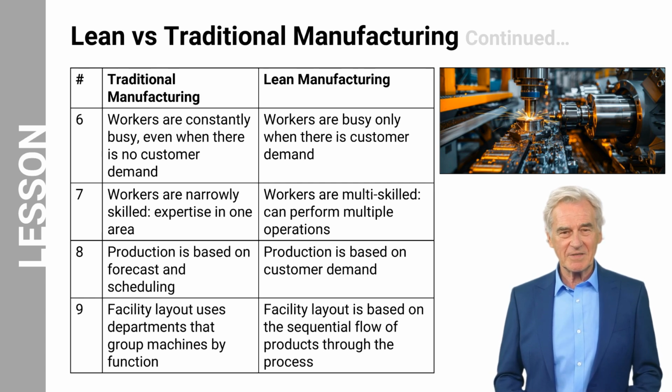In contrast, lean manufacturing takes a more dynamic approach, where worker activity is directly tied to customer demand. Workers are multi-skilled and capable of performing multiple operations, allowing for greater flexibility. Production decisions are based purely on actual customer demand rather than forecasts. The facility layout in lean manufacturing follows the sequential flow of products through the process, rather than being organized by department functions. This creates a more streamlined and efficient production flow.